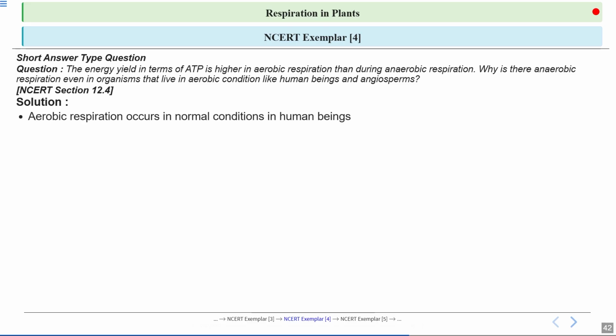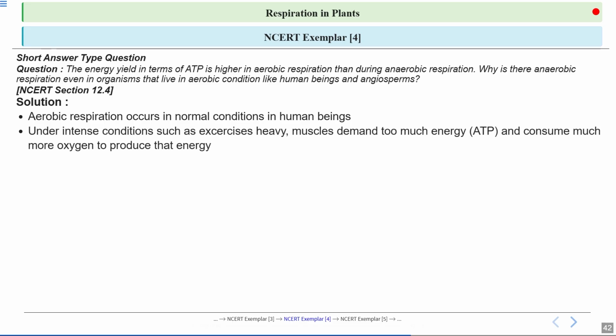So aerobic respiration is a normal process in humans under usual conditions. Our cells will utilize oxygen to break down glucose and release energy. However, during intense activities like heavy exercise, our muscles need much more energy and oxygen than we are supplying by breathing.